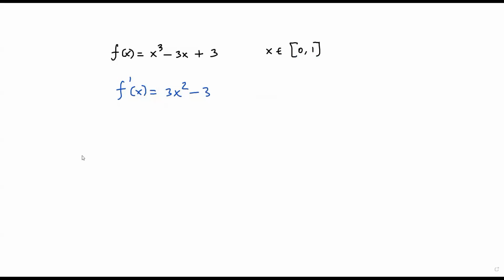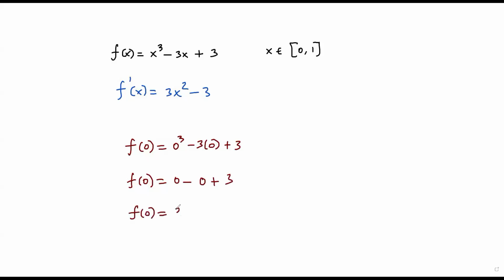Okay, let's do that. First let me plug in the first boundary value of x, that is 0, into the given function. f of 0 is equal to 0 to the third power minus 3 times 0 plus 3. I get f of 0 equals 0 minus 0 plus 3. So finally, f of 0 is equal to 3.